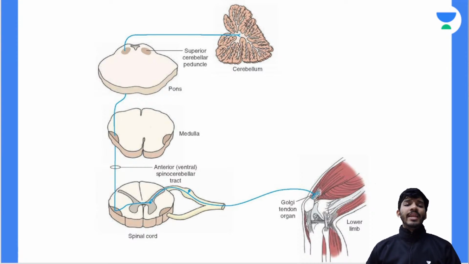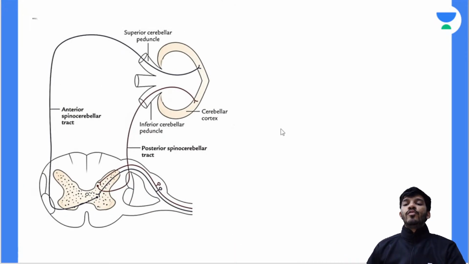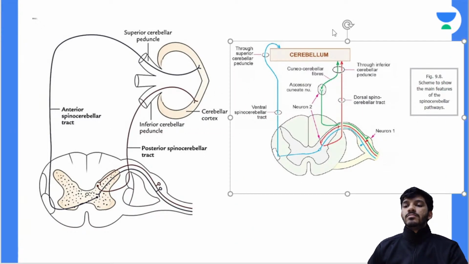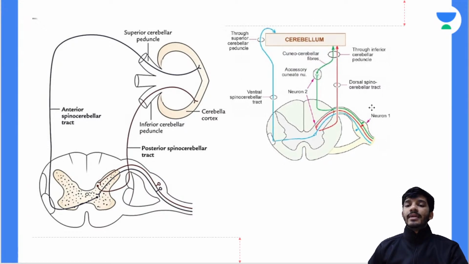Okay, so you'll find some very good representations in the book for this. This sort of diagram you will find, where it is shown that the posterior spinocerebellar tract goes like this through the inferior cerebellar peduncle, and the anterior spinocerebellar tract goes like this. Then you might find diagrams in which the cuneo-cerebellar tract is also shown with the accessory cuneate nucleus in the medulla. So whichever diagram you find, please use it to develop your understanding.